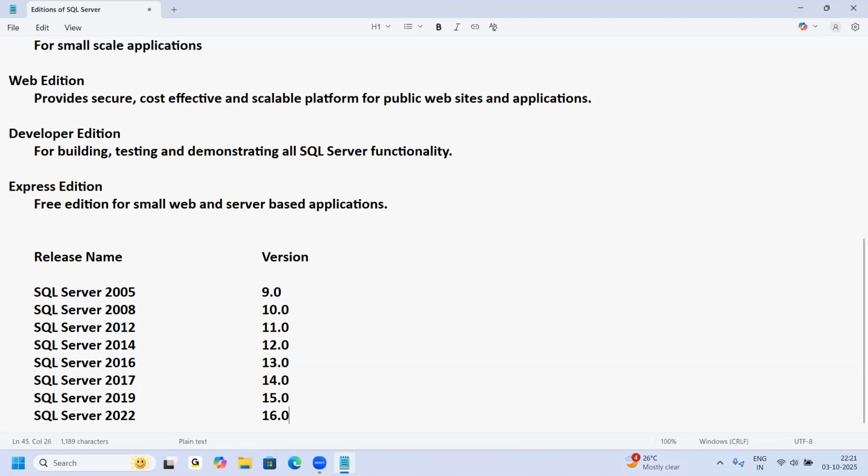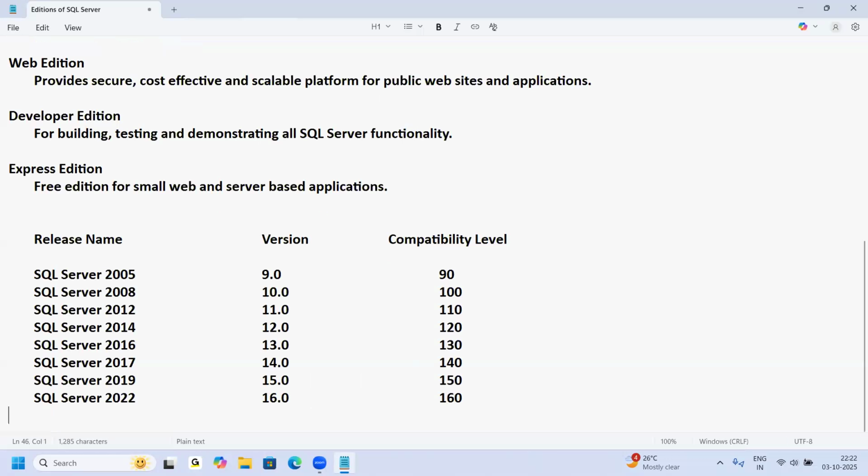This is comparative. For every version, there is something called a compatibility level. What is it? Compatibility level. For 2005, 9.0 becomes 90. For 2008, 10.0 becomes 100. For 2012, it becomes 110, then 120, 130, 140, 150, and finally 160.